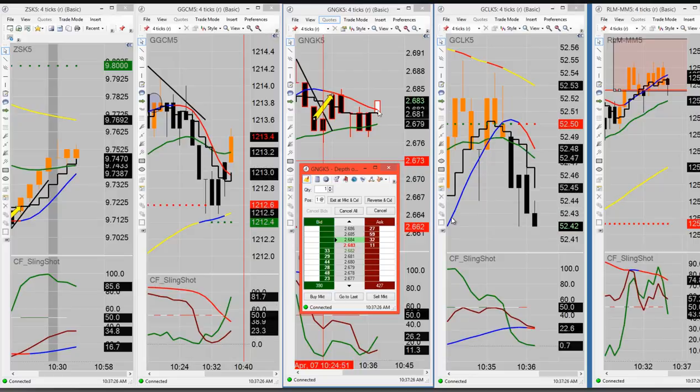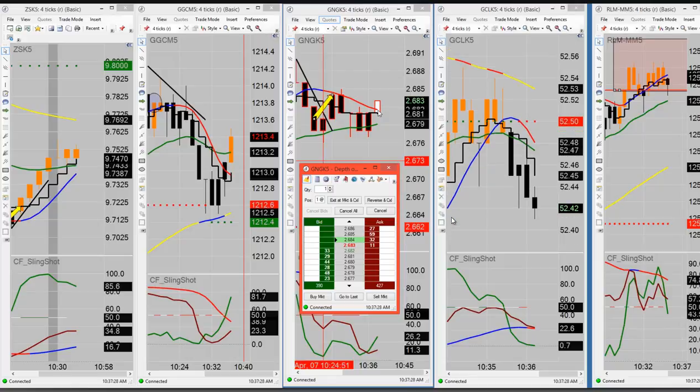All right, we need to close above the MA1 here on the natural gas, put our stop to break even. Hopefully we'll be able to, if we close above the MA1.